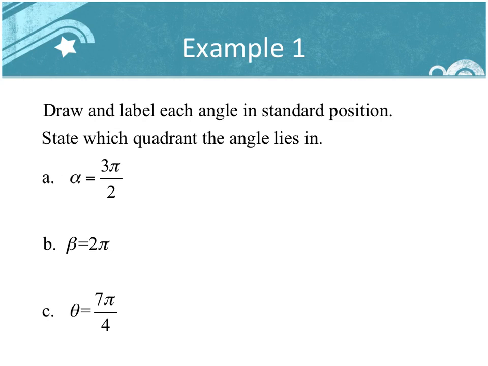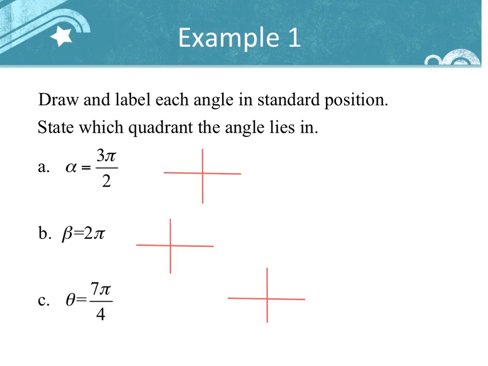Example 1 says, draw and label each angle in standard position and then state which quadrant the angle lies in. So if I start with my x and y axis, A says alpha, which is this little symbol here, is 3 pi over 2. Remember, 3 pi over 2 is 3/4 of the way around the circle. So I'd start here with my initial side, and then I'd go around my circle, ending 3/4 of the way around the circle, which is 3 pi over 2.